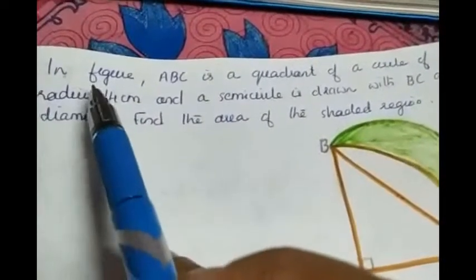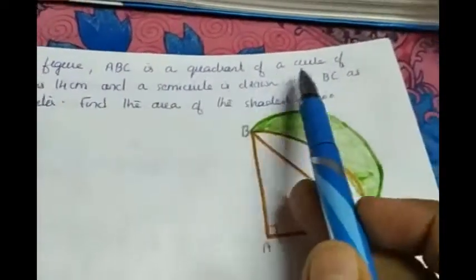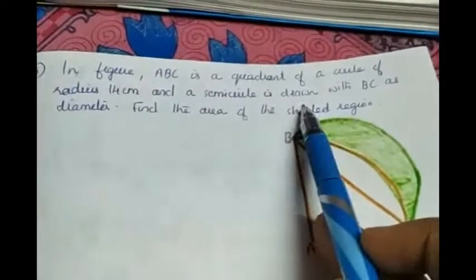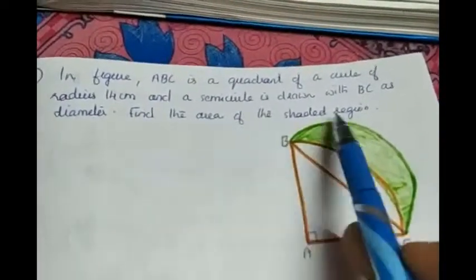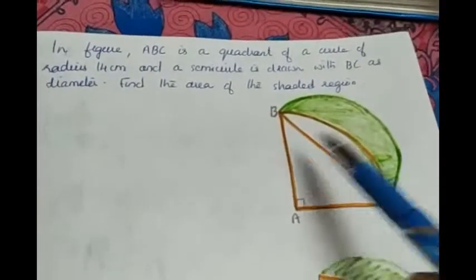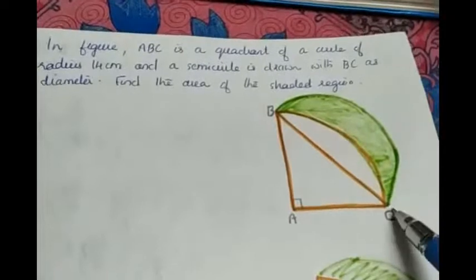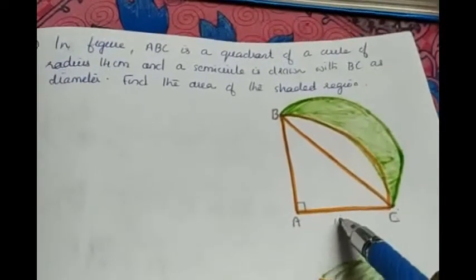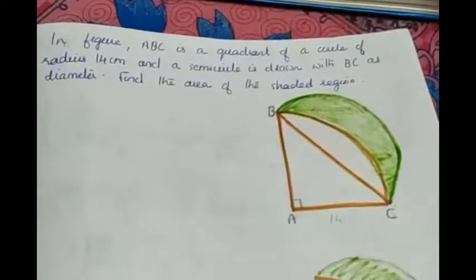The next question is, in the figure, ABC is a quadrant of a circle of radius 14 cm and a semicircle is drawn with BC as diameter. Find the area of the shaded region. So it is given that ABC is a quadrant of a circle of radius 14 cm. That means AC is 14 cm, AB is also 14 cm.